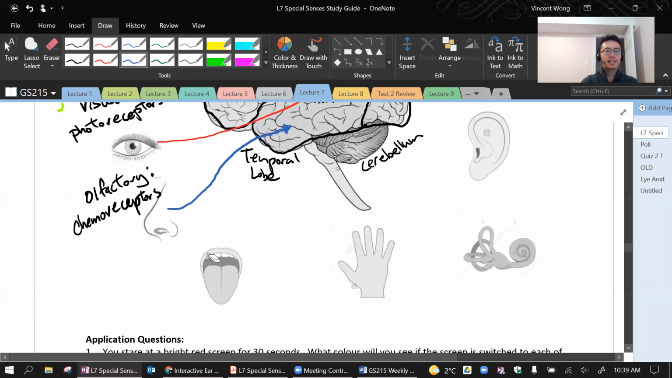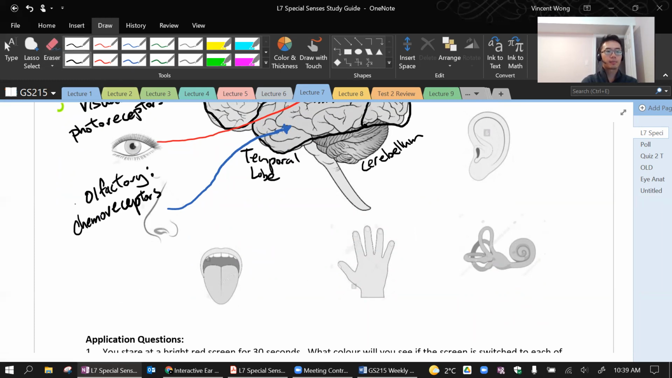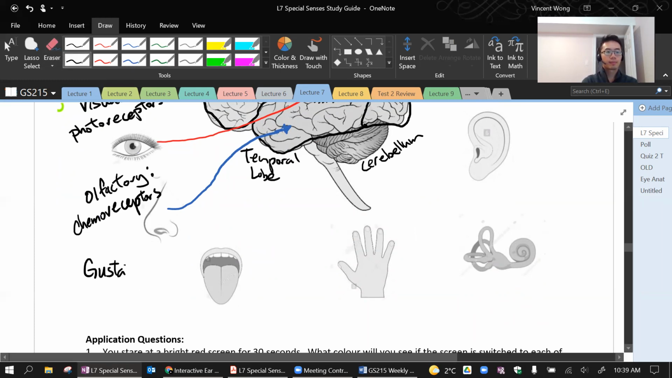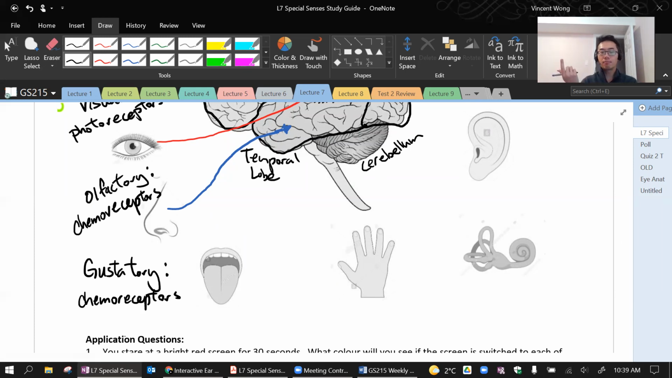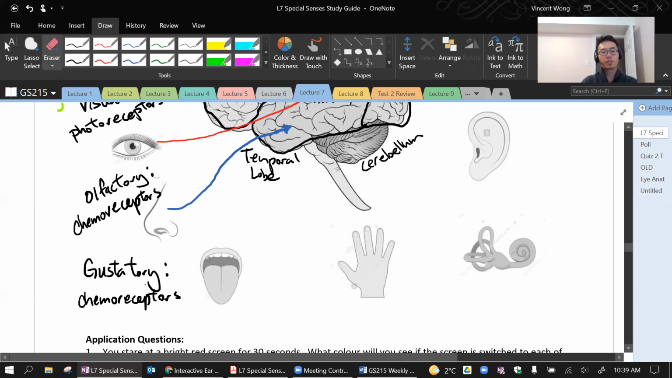Okay, this is taste. Fancy word for taste: gustatory. What kind of receptors do we have for taste? Also chemoreceptors. So we would have receptors for tasting sweetness, right? Those are glucose receptors. Salty, those are sodium receptors. You might have receptors for bitterness, for acidity, different chemoreceptors for that.